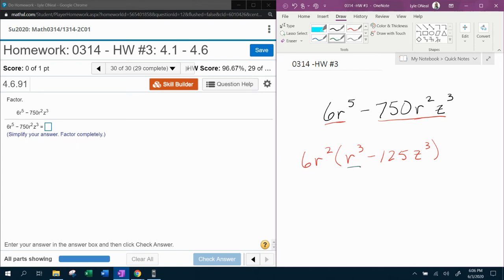Now I need to look in the parentheses and notice that I have the difference of 2 cubes. r times r times r makes r to the third. And what about 125z to the third? That is 5z times 5z times 5z. So that is the difference of 2 cubes, and we're going to F it up. We're going to factor it up.